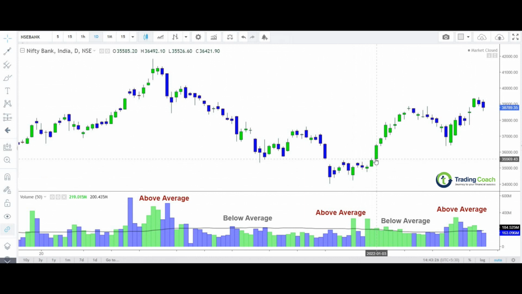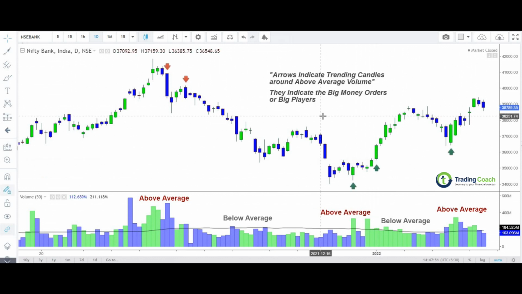So what I'm going to do is mark all these trending candles so that it will be easy for us to do the analysis. Let me do that. So here we go. I have just made all the marks on the trending candles, and I'm specifically looking for the trending candles which are taking place around the above average volume. I have highlighted all those trending candles around the above average volume just by using this arrow mark. As you can notice, I'm not taking all the trending candles on the price action. I'm just taking only the major trending candles, right? Something that's looking a little significant in the price.